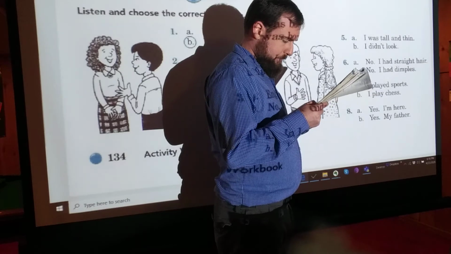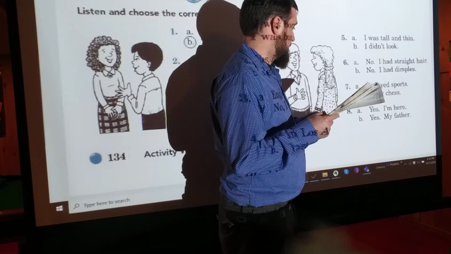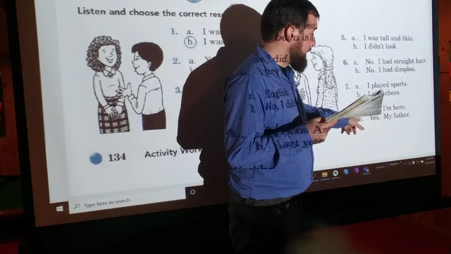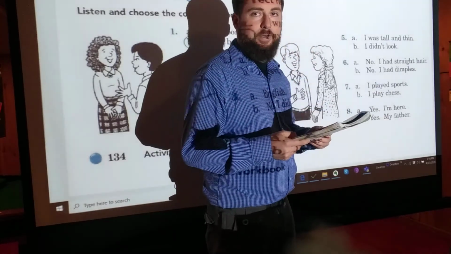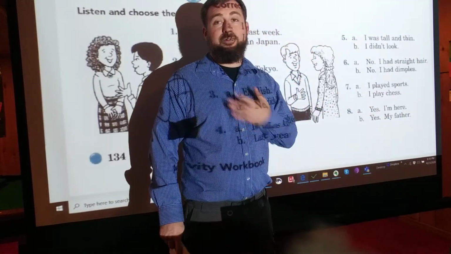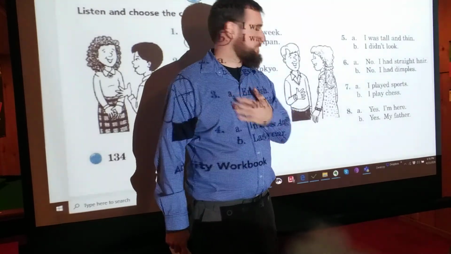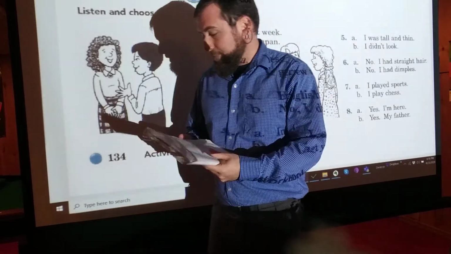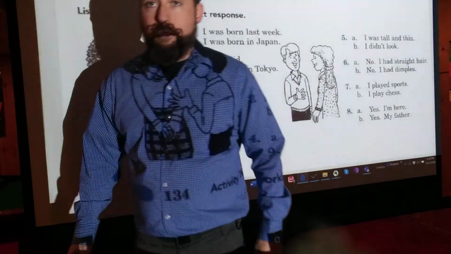And number 8. Did you have a favorite hero? Yes. B. Yes, my father. My father's my favorite hero. I guess that's kind of sweet. My favorite hero was Spider-Man, and then Captain America. But he said his favorite hero is his father. That's sweet. Okay, that is the end of that exercise. Good work. I will see you on the next one.